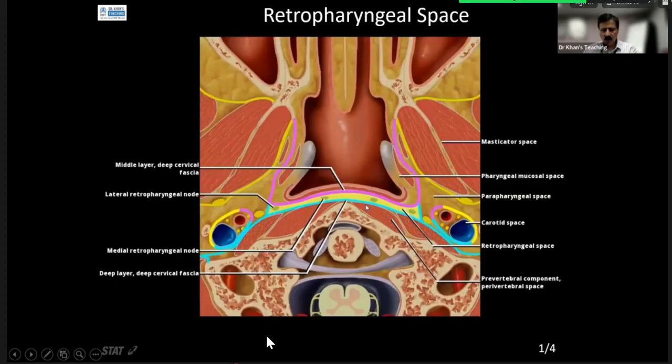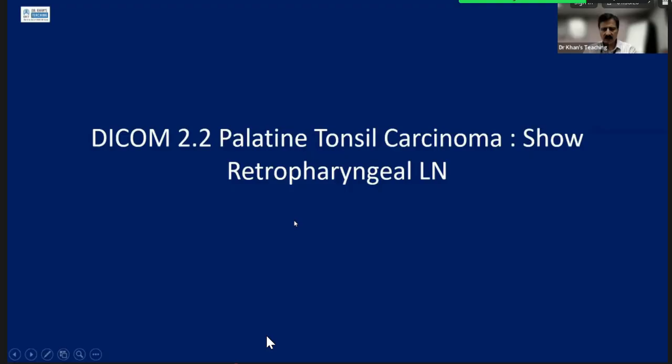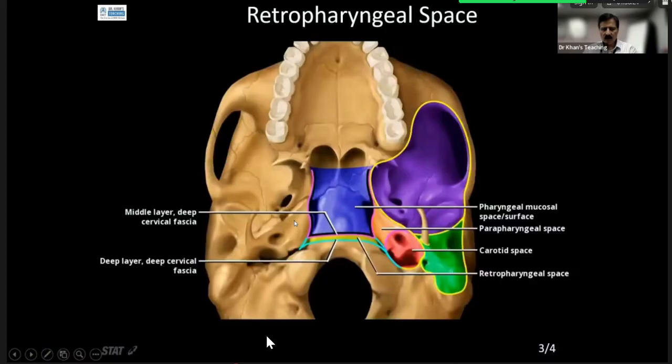So I'll show you how you discriminate between these two entities. Here again, at the level of the thyroid gland, you can see the retropharyngeal space. It is full of fat. And look at these muscles. These are posterior to that.